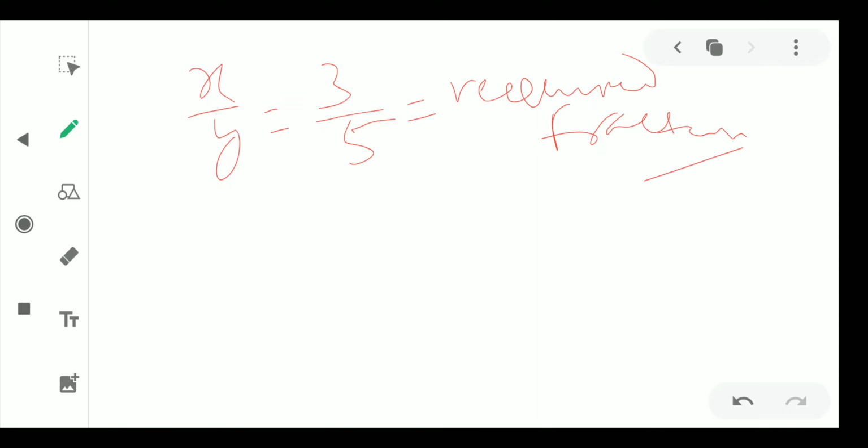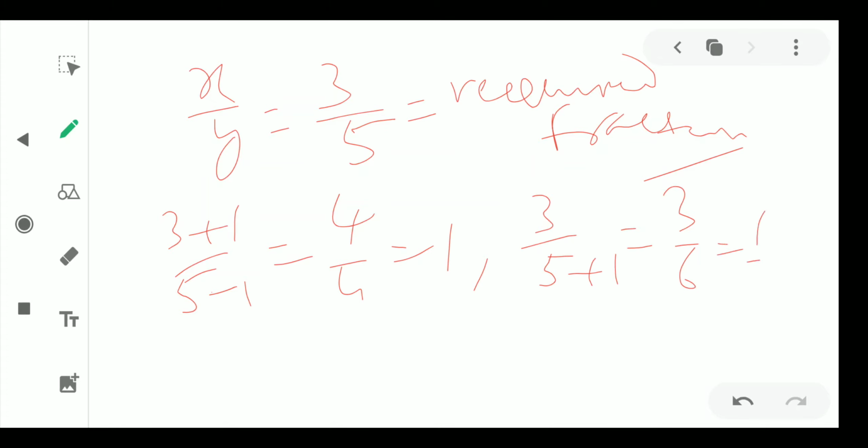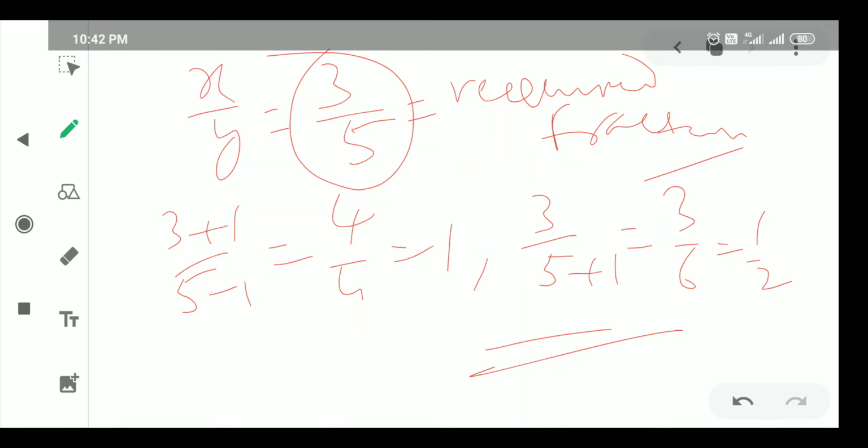What is it saying? When I subtract 1 from the numerator and 1 from the denominator, this reduces to 1, he says. So 4 by 4 is 1. If I add only 1 to the denominator, that is 3 by 5 plus 1, this will become half. So 3 by 6 is equal to half. Therefore it is satisfied. Therefore the fraction 3 by 5 is the correct answer.